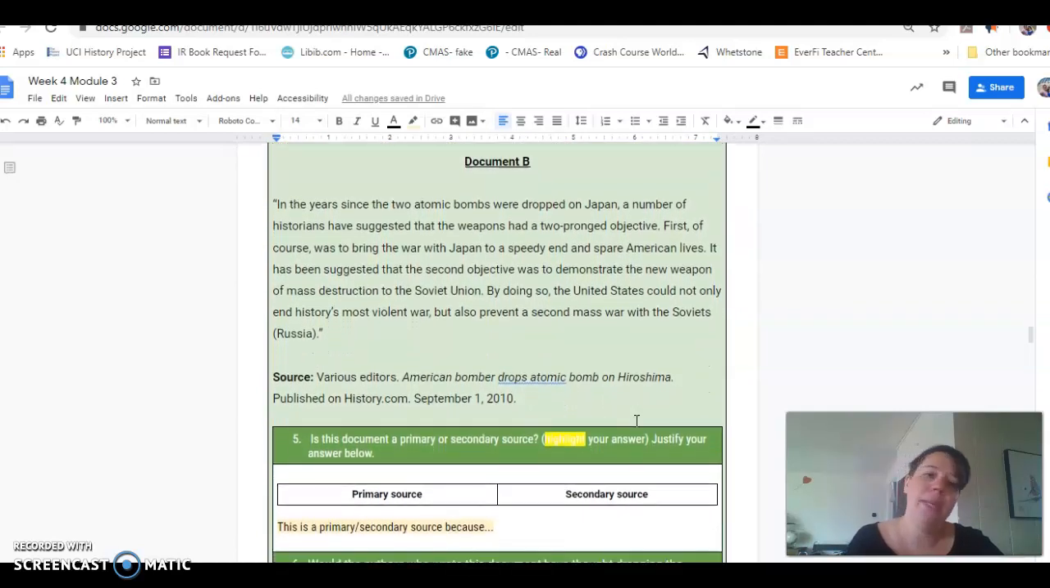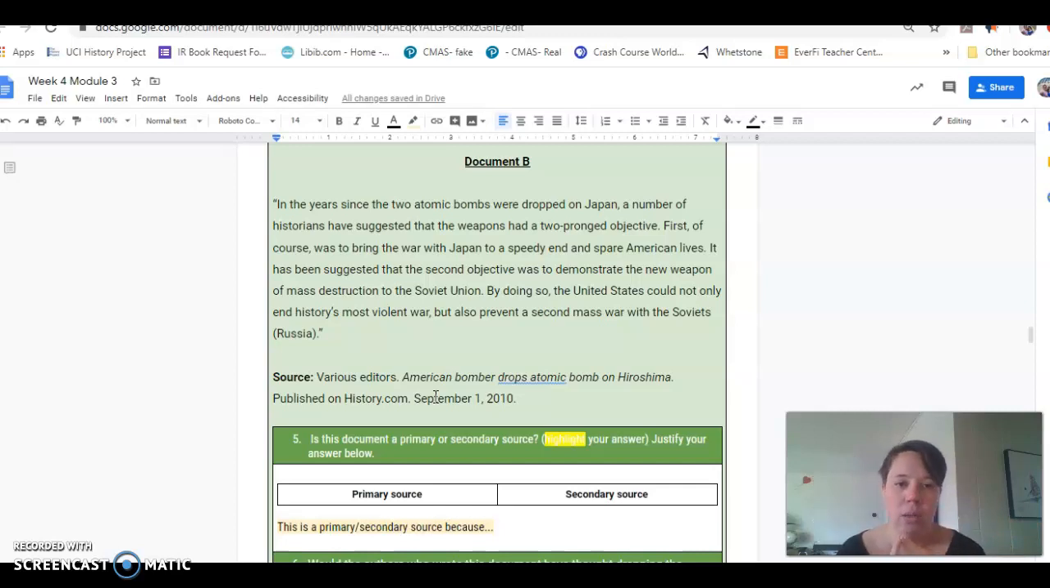All right, it's document B. This comes from various editors. This is American Bomber Drops Atomic Bomb on Hiroshima. It is published by History.com, September 1st, 2010. It says, in the years since the 2 atomic bombs were dropped in Japan, a number of historians have suggested that the weapons had a 2-pronged objective. So it had 2 things that it was trying to accomplish.